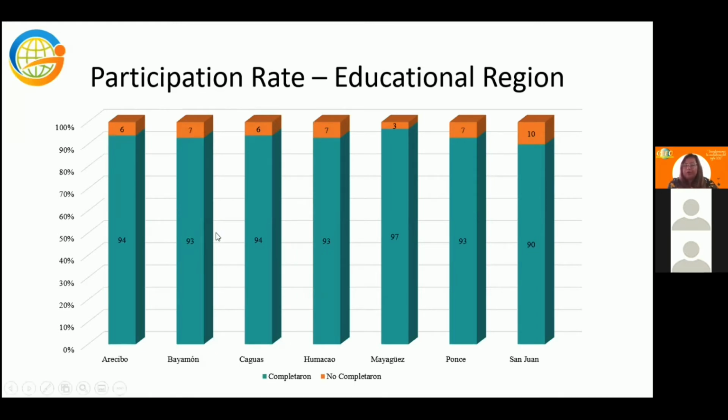Puerto Rico's entire education system is organized into 7 regions. Here you can see the regions that completed are the ones in dark blue, and those who did not complete are the light orange. The regions are listed on the bottom. The region with the highest participation was Mayagüez, which is the area the person in the earlier presentation is from, and the region with the lowest participation rate was San Juan.